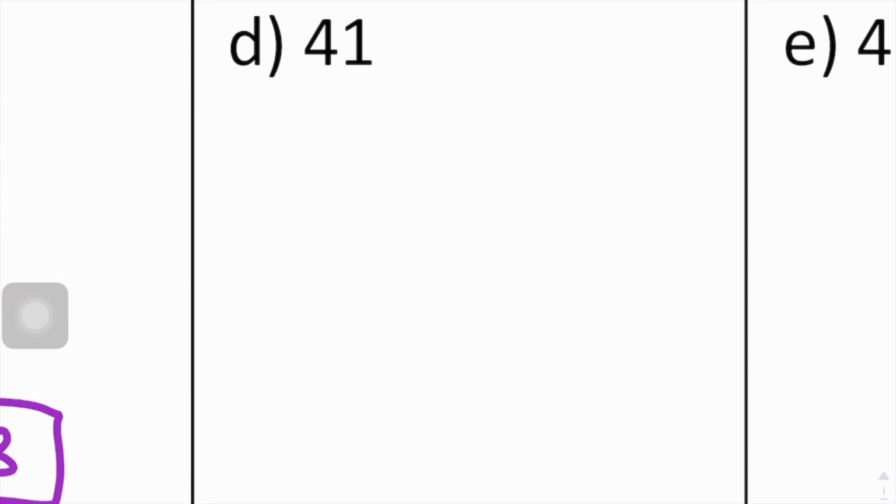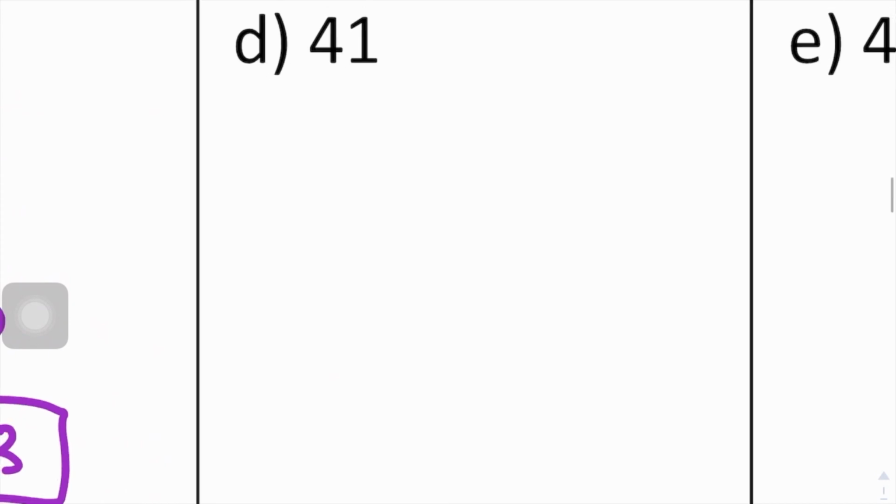41. A couple checks here. 2 does not go into it because the one spot has a 1. 5 doesn't go into it because it doesn't end in a 0 or 5. 10 doesn't. 3 does not because 4 plus 1 is 5. 9 doesn't either. Looks like 41 turns out to be prime. So that's our answer, 41.